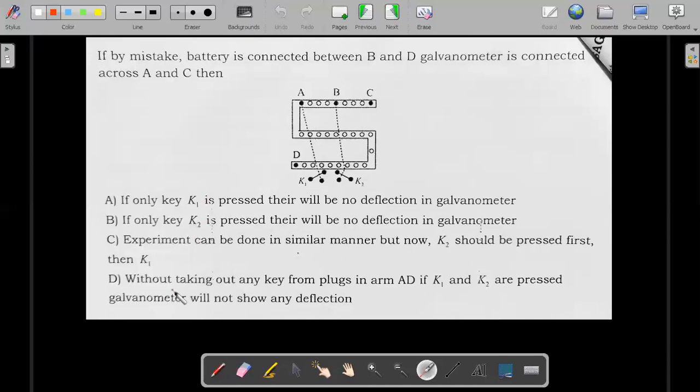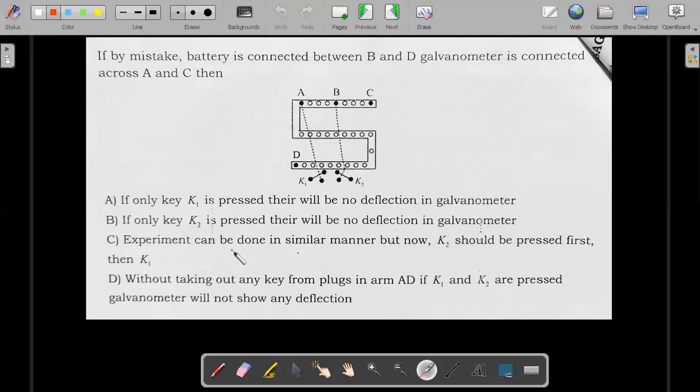Then which of the following are right? If only key 1 is pressed, that means this key 1 is connected to A, remember, is pressed, there will be no deflection in the galvanometer. That statement is over. Second one, if only key 2 is pressed, then there will be no deflection in the galvanometer.